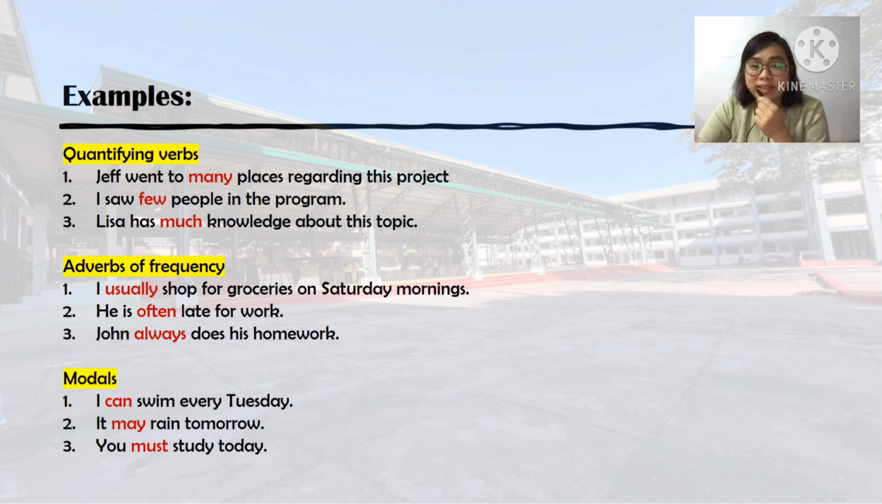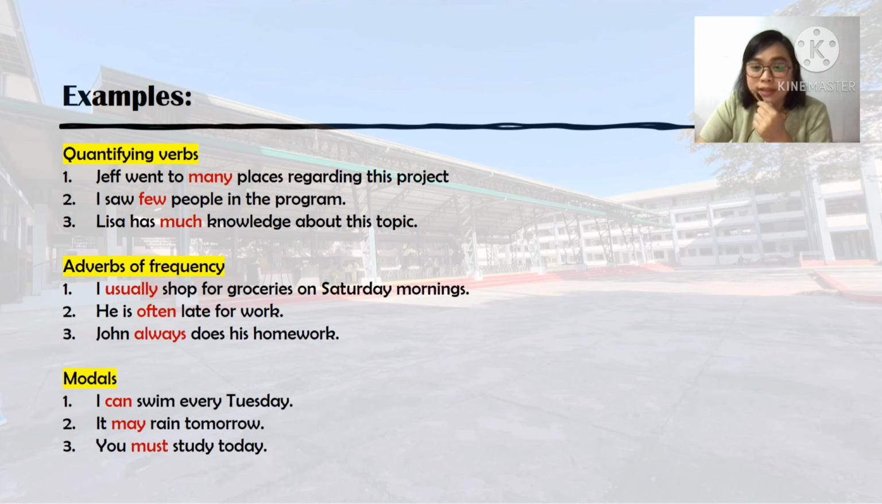Now, let's move on to adverbs of frequency. Number 1. I usually shop for groceries on Saturday mornings. The adverbs of frequency used is usually. Number 2. He is often late for work. The adverbs of frequency used is often. Number 3. John always does his homework. The adverbs of frequency used is always.